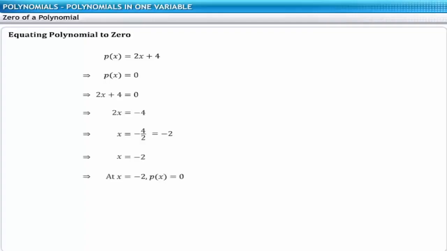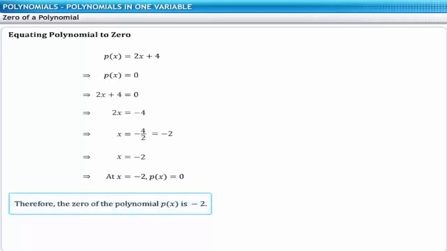This indicates that the value of P of x is equal to 0 if x is equal to -2. Therefore, -2 is the 0 of polynomial P of x. Thus, you can obtain the 0 of a polynomial by equating it to 0.